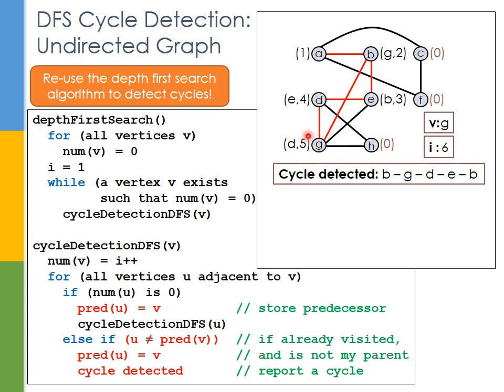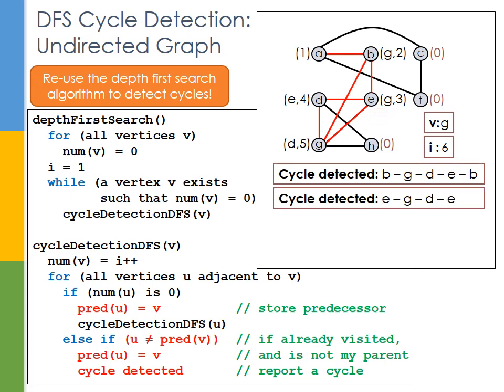So we're still working with vertex G at this point, but now we need to move on to the next adjacent vertex. So we have 2 adjacent vertices, vertex E and vertex H, and the next one that we are going to select is vertex E. Again, we need to look at vertex E's number. We see that that number is 3, so it is not 0. This vertex is also not the immediate predecessor of vertex G, so therefore we need to set its predecessor to the current vertex, in other words, vertex G. So now we have updated the predecessor, and now we need to report that we have found a cycle.